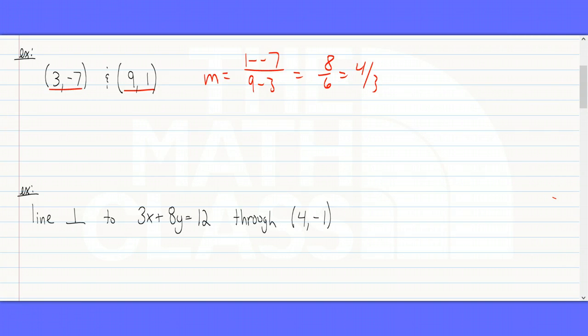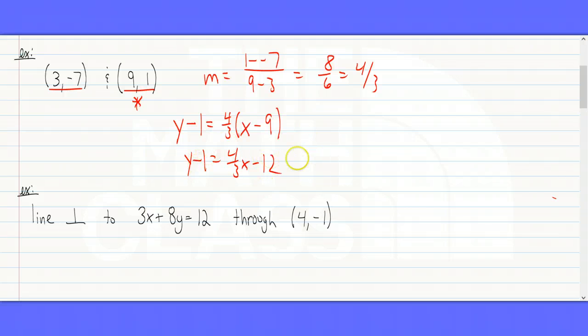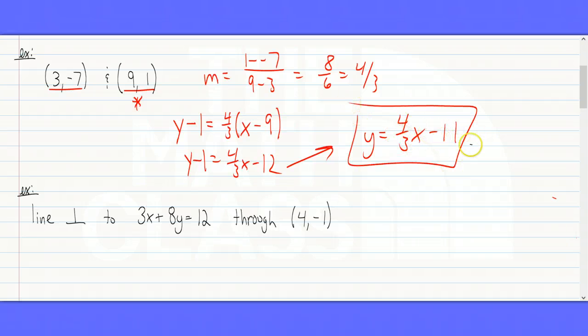Next, I could use either one of those equations. I'm going to choose to use point-slope form, and I'll use this as my point. So y minus y equals the slope of 4/3 times x minus 9. Distribute that 4/3, so it's 4/3 x minus 12. Add 1 to both sides, so y equals 4/3 x minus 11. That's the equation of the line that passes through those 2 points.